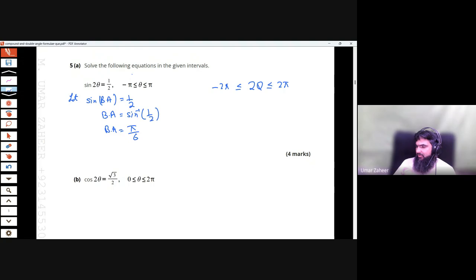So we have to find all the values. The rest of the values we have to find from minus pi to pi. Let me draw the graph. The graph is going to look like this: minus pi to plus pi. 2 pi, 2 pi.